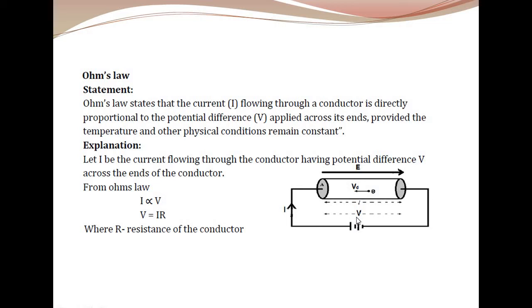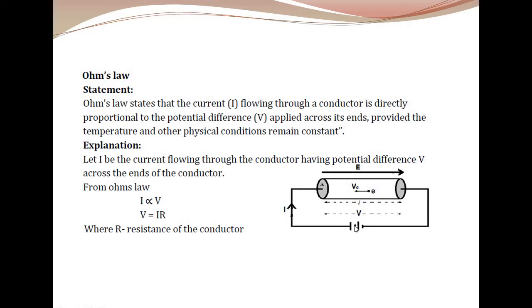So that potential is V, and L is the length of the conductor. This is the one end, this is the other end. A is the cross-sectional area of the conductor. That is the diagram we are considering.